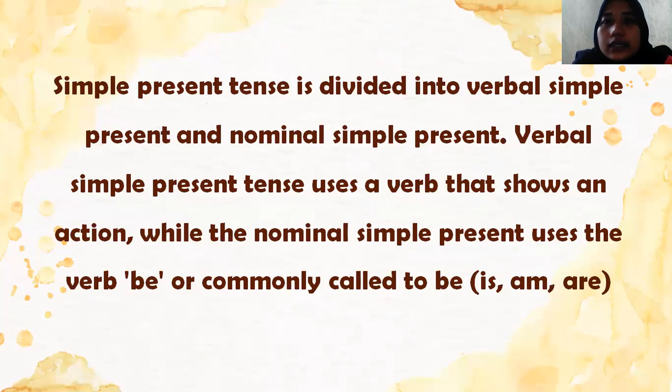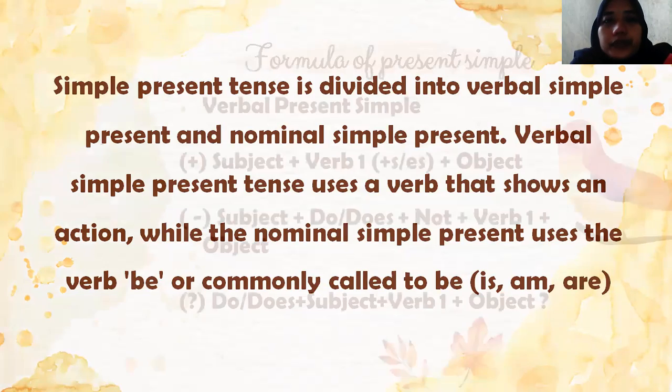Simple present tense is divided into verbal simple present and nominal simple present. Verbal simple present tense uses a verb that shows an action, while the nominal simple present uses the verb be, or commonly called to be, namely is, am, and are.